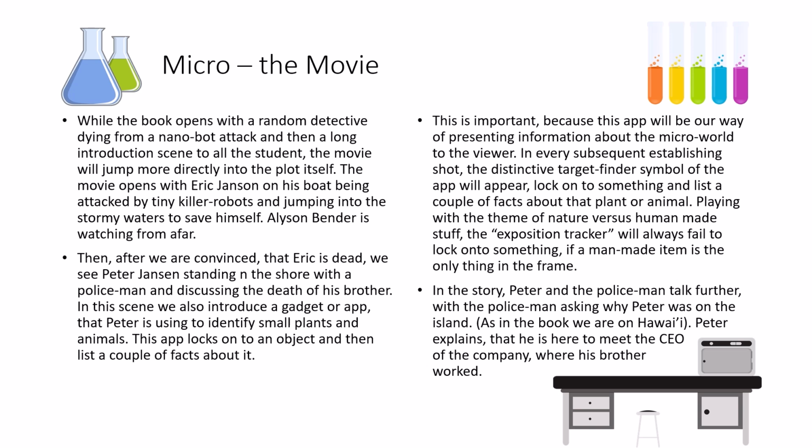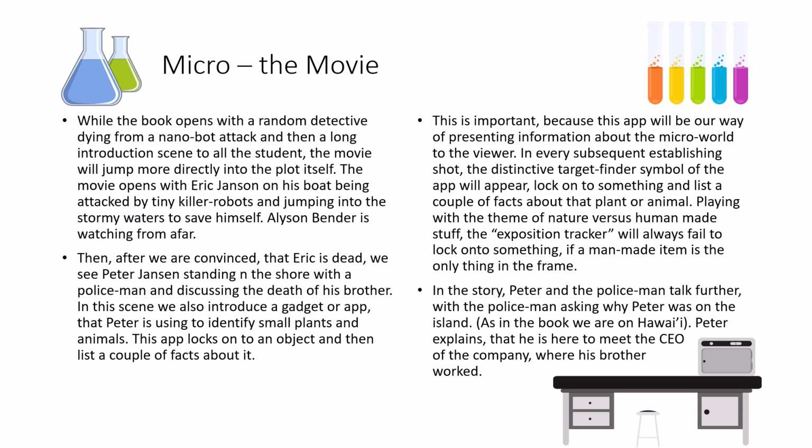In this scene we also introduce a gadget or app that Peter is using to identify small plants and animals. This app locks onto an object and then lists a couple of facts about it. This is important because this app will be our way of presenting information about the micro world to the viewer. In every subsequent establishing shot, the distinctive target finder symbol of the app will appear, lock onto something and list a couple of facts about that plant or animal. Playing with the theme of nature versus human-made stuff, the exposition tracker will always fail to lock onto something if a man-made item is the only thing in the frame.